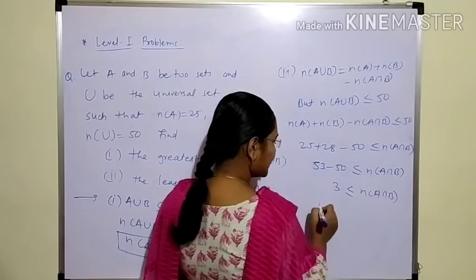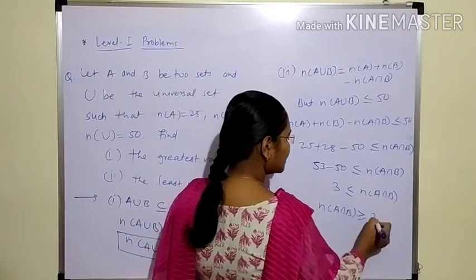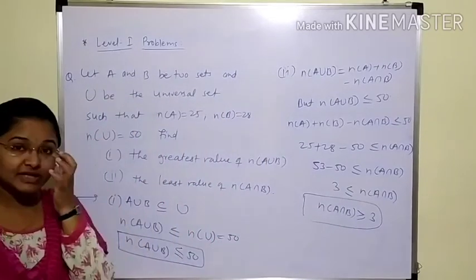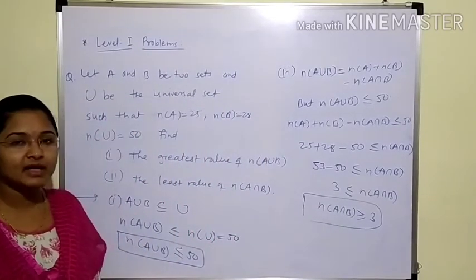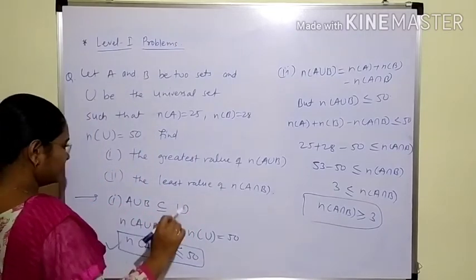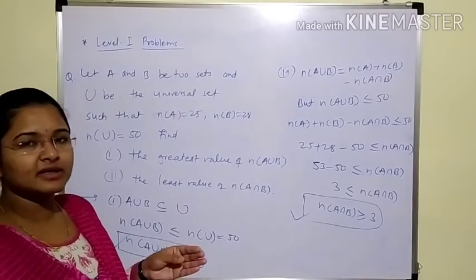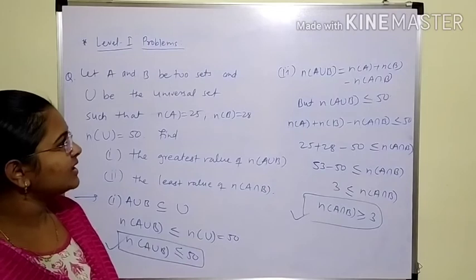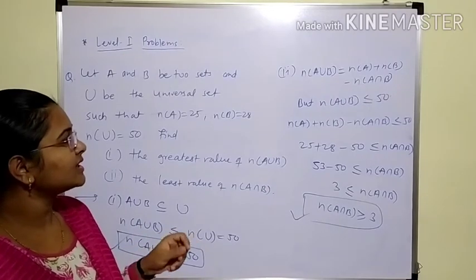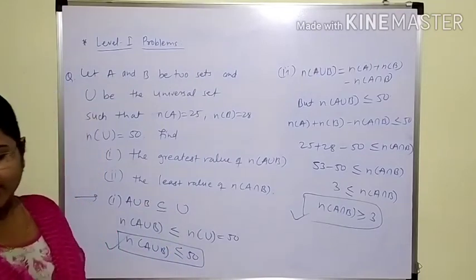Now we can rewrite this: the number of elements in A intersection B is greater than or equal to 3. So what is the least value for the number of elements of the intersection of A and B? That is 3. Getting? So these two values are 50 and 3. It is not exactly difficult, but it is a tricky question, in which you should think about what will be the greatest and what will be the least value. Now we'll take the next question.